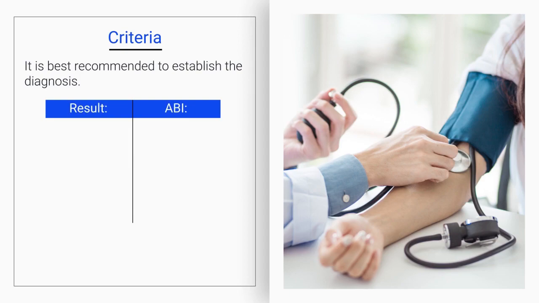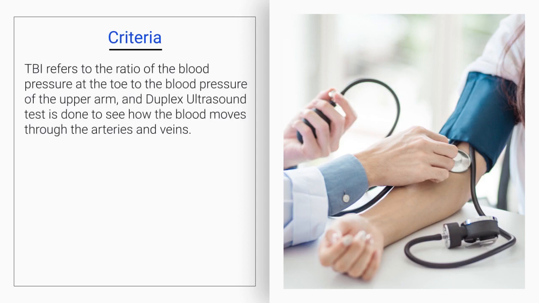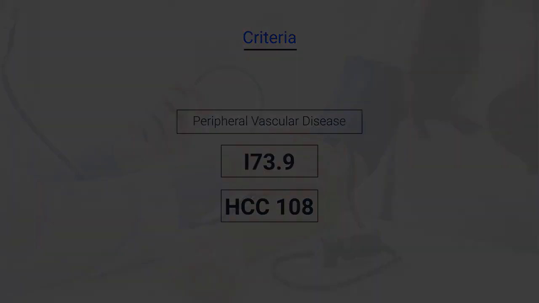Resting ABI results should be reported as abnormal, ABI less than 0.90; borderline, ABI 0.91 to 0.99; normal, 1.00 to 1.40; or non-compressible, ABI greater than 1.40. TBI refers to the ratio of the blood pressure at the toe to the blood pressure of the upper arm, and duplex ultrasound test is done to see how the blood moves through the arteries and veins. The ICD code for peripheral vascular disease is I73.9 and the HCC is 108.